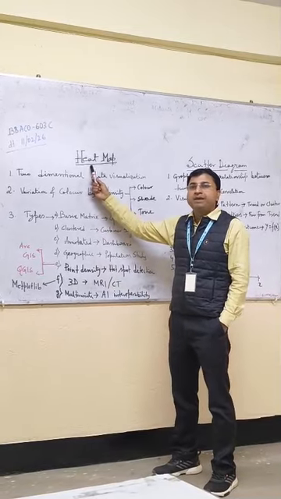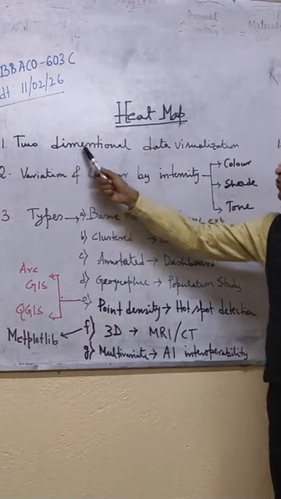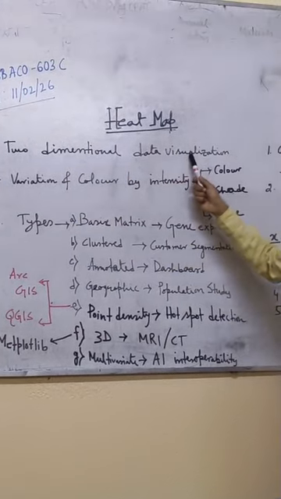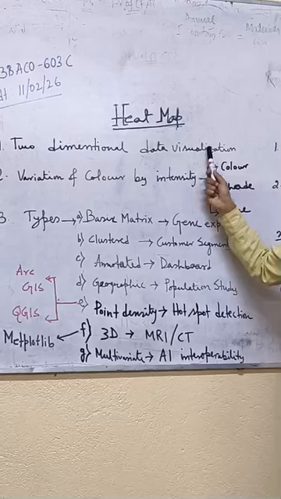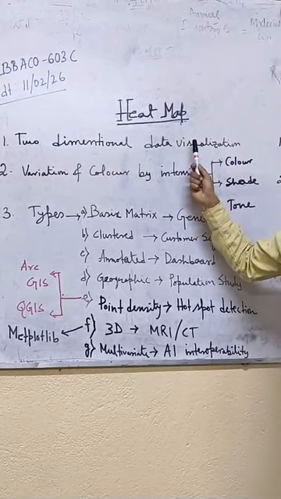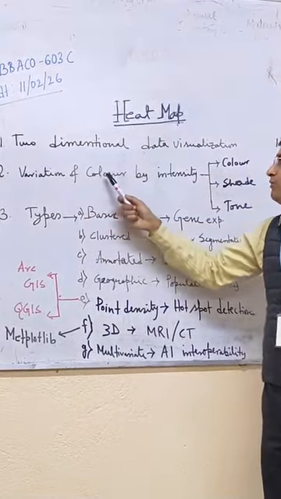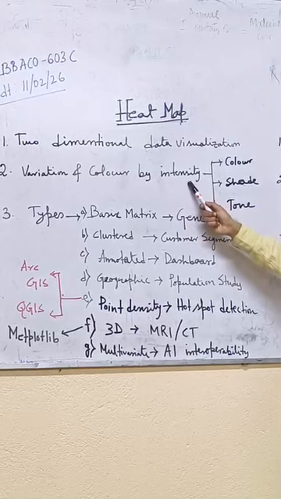Our today's topic is heat map. Heat map is a popular two-dimensional data visualization technique. Here we use different colors to visualize and point out the variation of color by intensity.